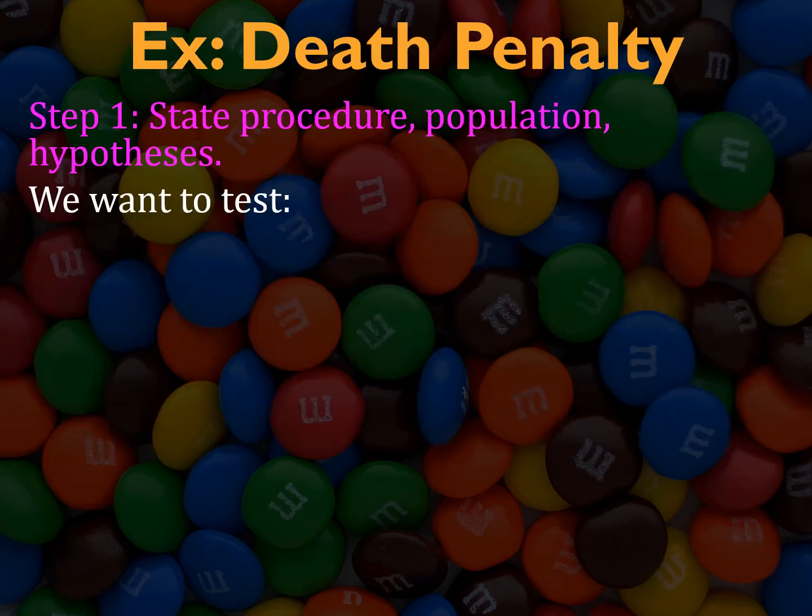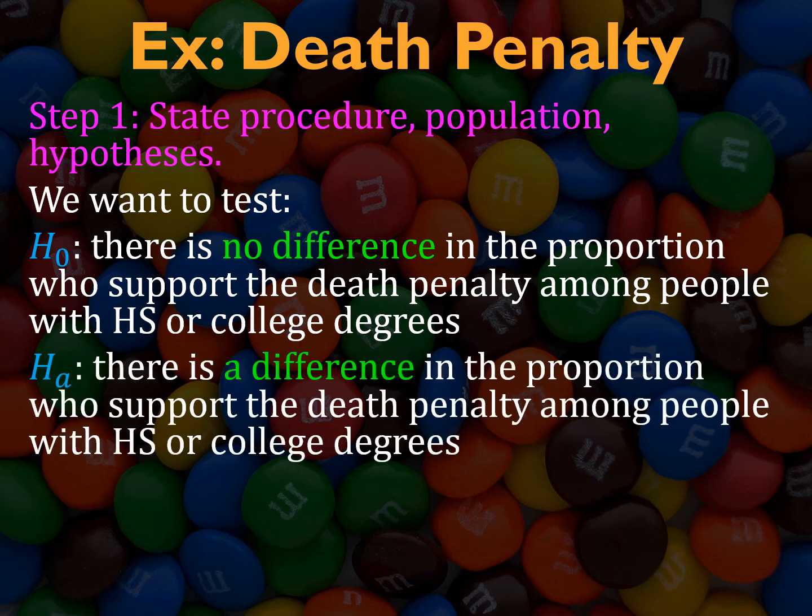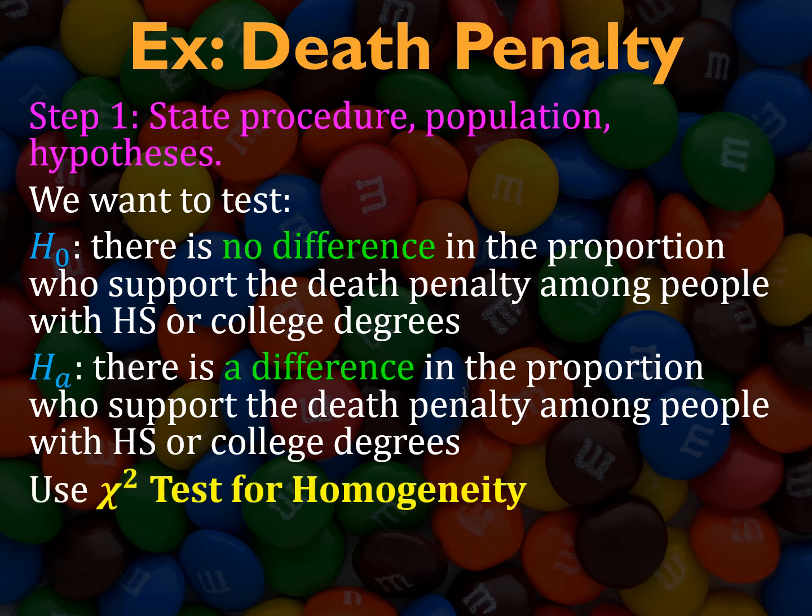So we want to test the null hypothesis that there is no difference in the proportion for those who support the death penalty based on education level. Alternatively, there is a difference in the proportion for those who support the death penalty among people with different education levels. This is a chi-square test for homogeneity. Two different groups. One group has high school degrees, one group has college degrees, two samples, test for homogeneity. We want to see if there's a difference.